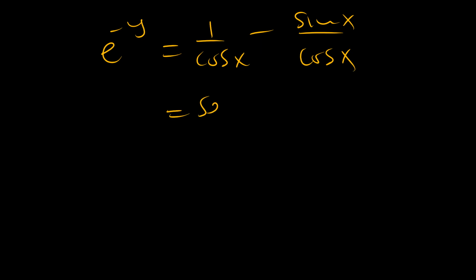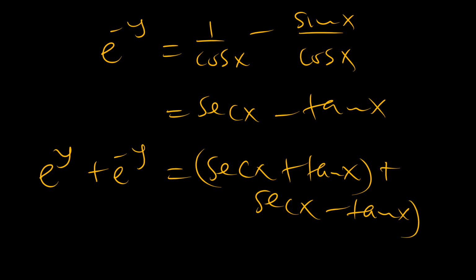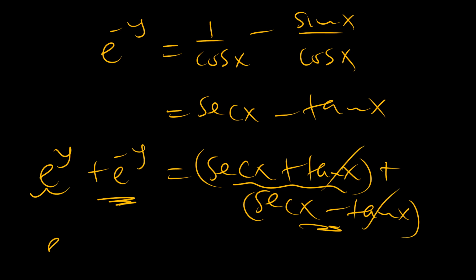So e to the power negative y is equal to 1 over cosine x minus sine x over cosine x, which is equal to sec x minus tan x. Therefore, e to the power y plus e to the power negative y is equal to sec x plus tan x plus sec x minus tan x, where this below is the same as this and this the same as this, so this and that would cancel, and so e to the power y plus e to the power negative y is equal to twice sec x.